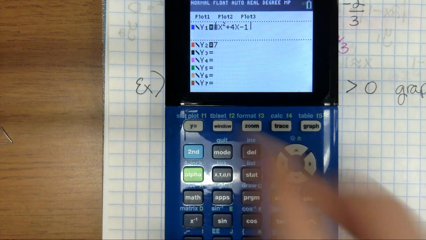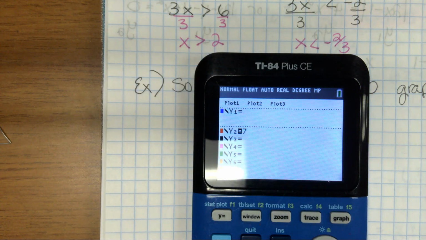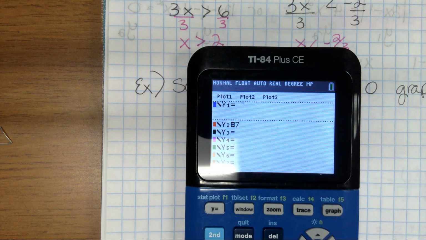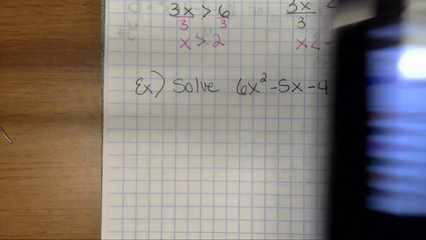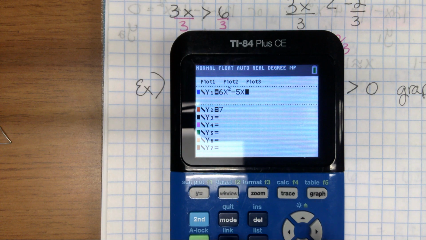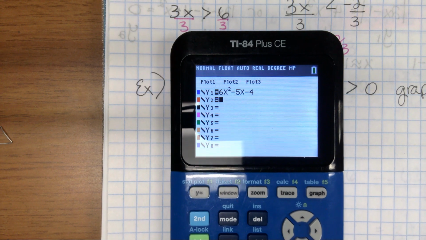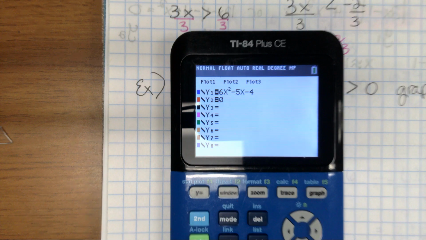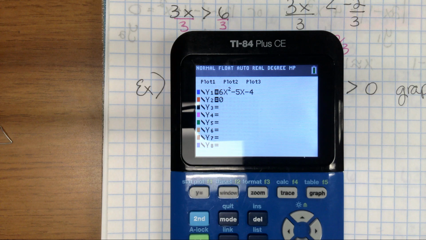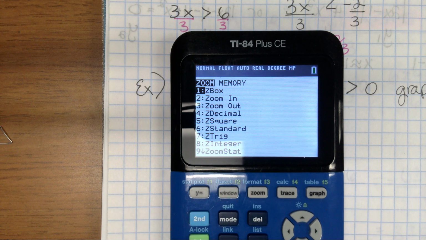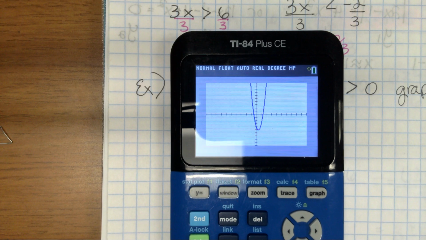So let's put our equations in. Don't forget to put the y equals 0 in there. Anyone remember what we do next to get the graph to show up? Zoom 6 will give us the standard viewing window.